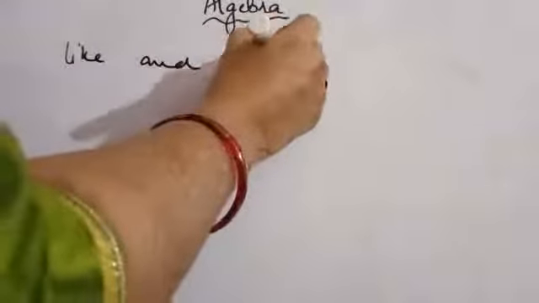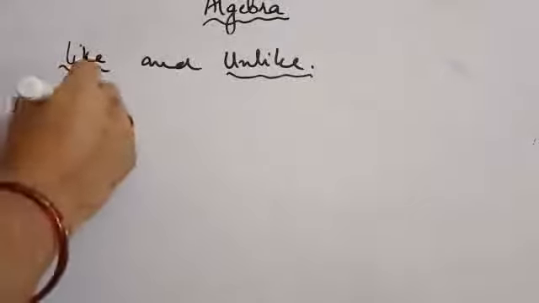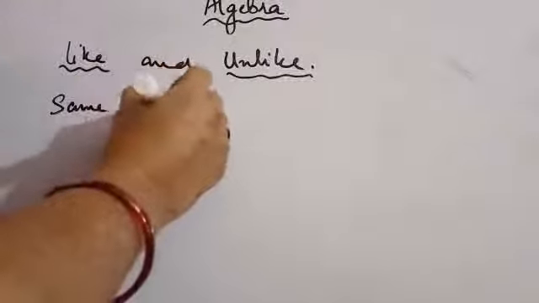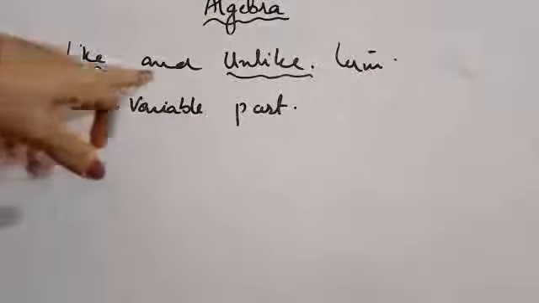Like and unlike terms. You have studied like and unlike terms in fractions also, in decimals also, in ratios also. So here, like and unlike terms in algebra, what are they? Same variable part. Same means you don't have to do anything with the sign. You don't have to do anything with the number. You just have to see their variable part. The variable part should be same, then they are like terms. If it is not same, then they are unlike terms.